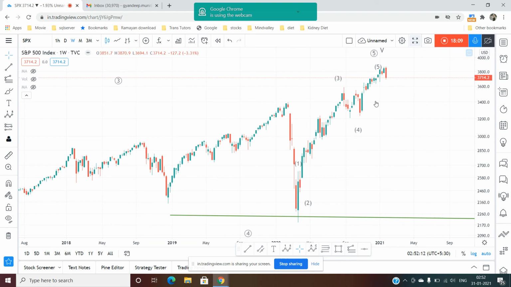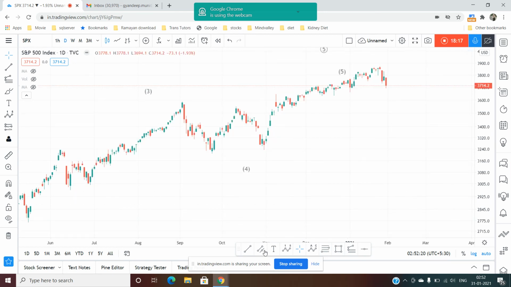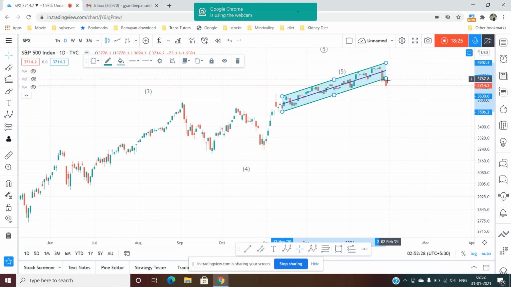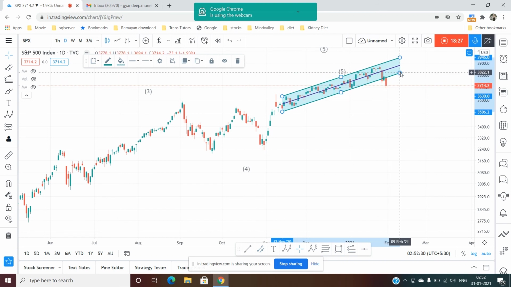So anyway, this also says that we are in the last stage of the uptrend. And we can say this is an ending diagonal right now, and this piece is already broken, and we can see more downtrend in the future.